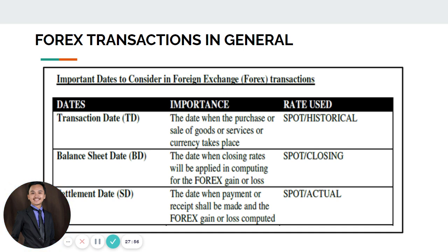Okay? Now, there are actually three important dates to consider in foreign exchange transactions. So this is also the same dates where we will be recognizing gain or loss, no, on foreign exchange transactions. Okay? First date is the transaction date. Obviously, guys, this transaction date, this is the date when the purchase or sale of goods or services or currency takes place. Okay? So for example, you have imported on December 1, okay? There is transaction date, no? On that date, you are binded to pay or you are binded to sell, okay? So that is considered as the transaction date.